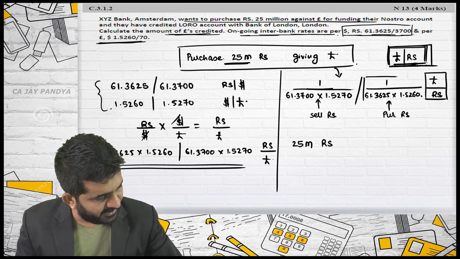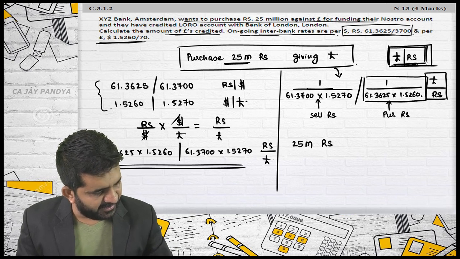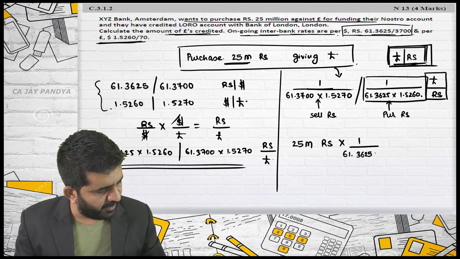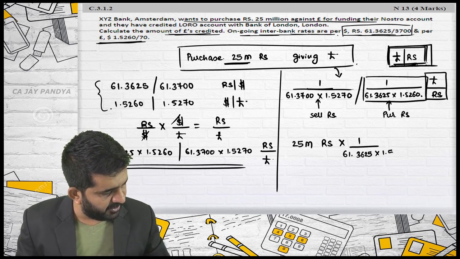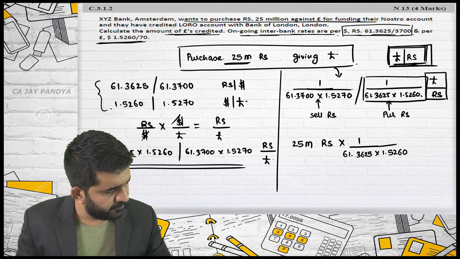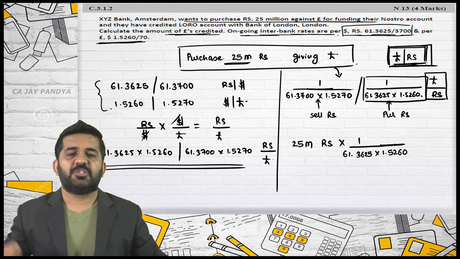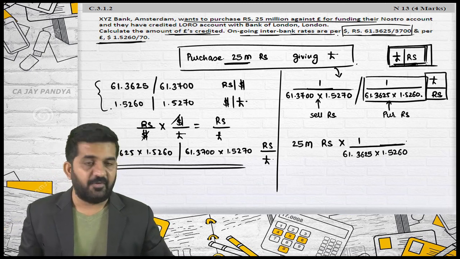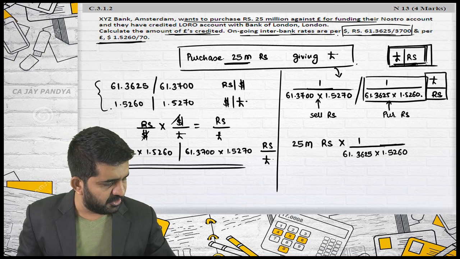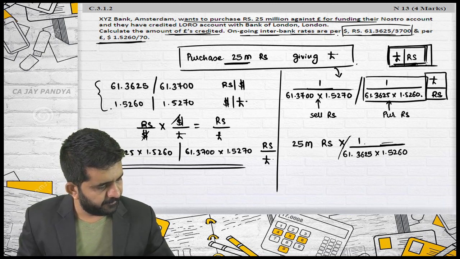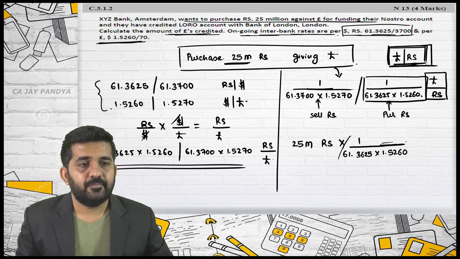Which rate will be applicable? This rate will be applicable, multiplied by 1 divided by 61.3625 multiplied by 1.5260. And which rate is this? Can you tell me? Only this. Which is this rate? Bid rate.